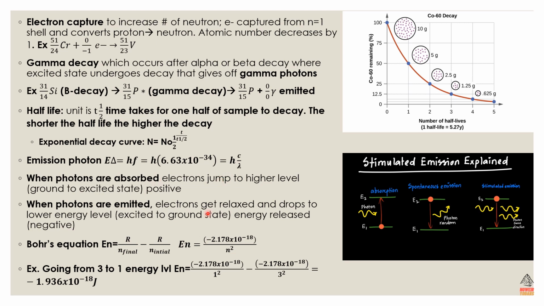So when photons are absorbed, electrons jump from the ground state to an excited state. So here it gets absorbed. It jumps, for instance, from 1s to 2s. That's when they absorb the photon.